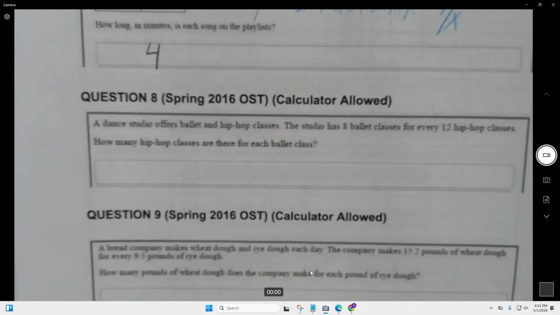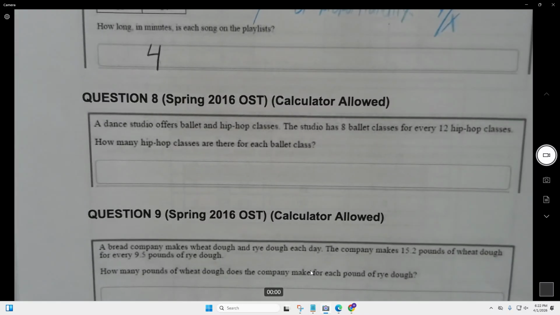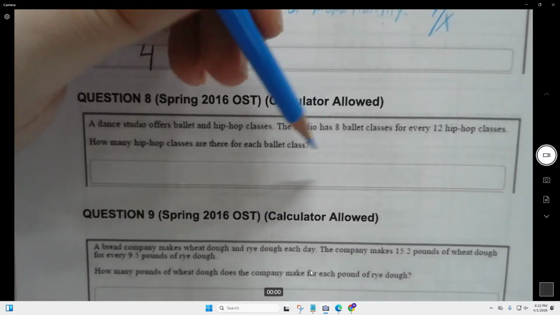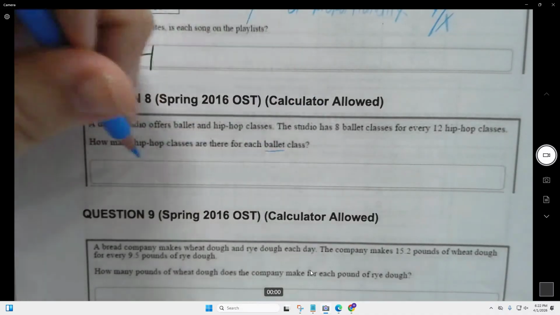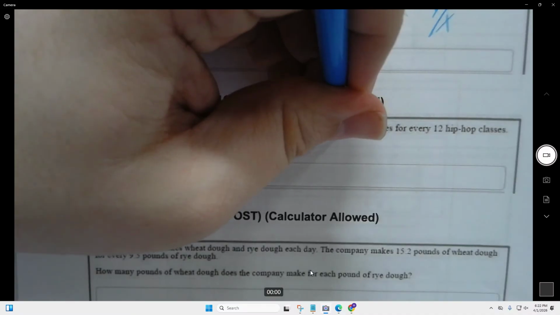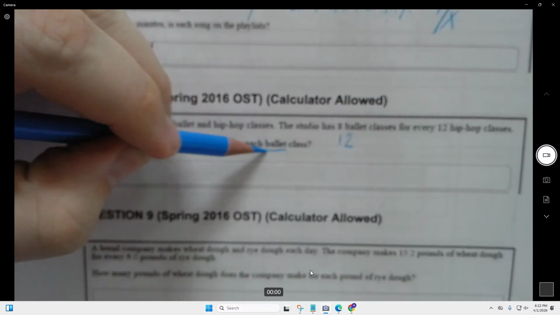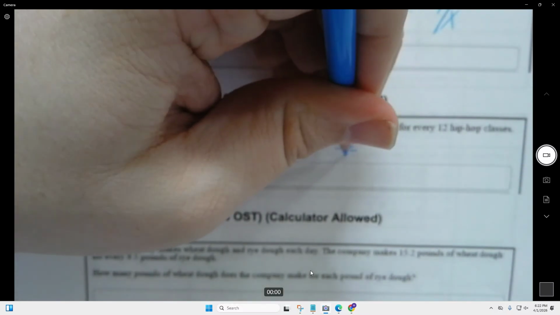A dance studio offers ballet and hip-hop classes. The studio has 8 ballet classes for every 12 hip-hop classes. How many hip-hop classes are there for each ballet class? Okay, so hip-hop classes first, 12. For each ballet class, divided by 8.